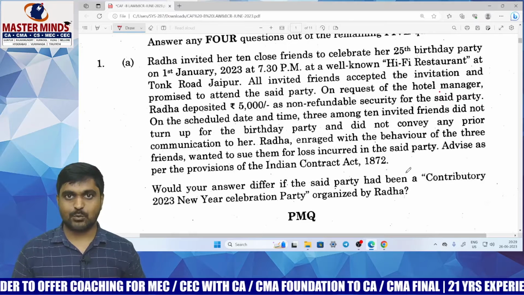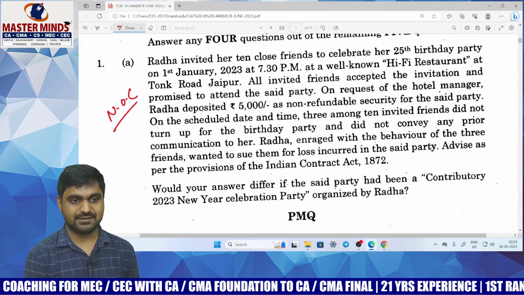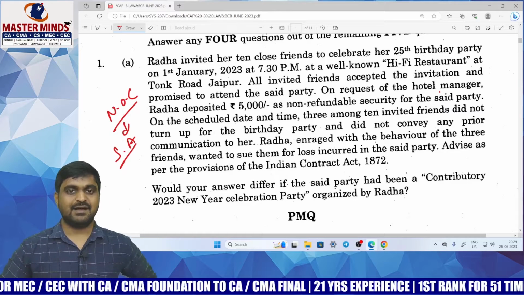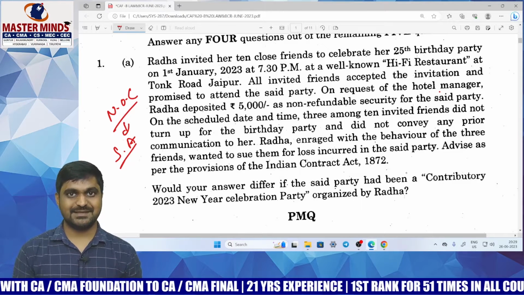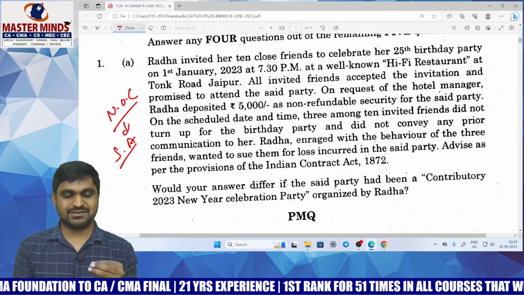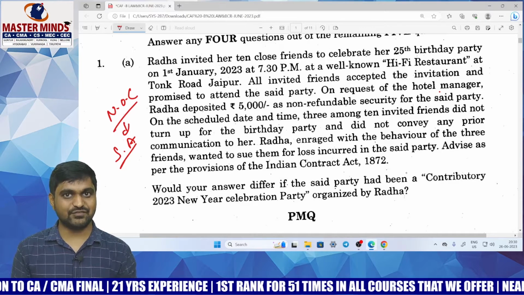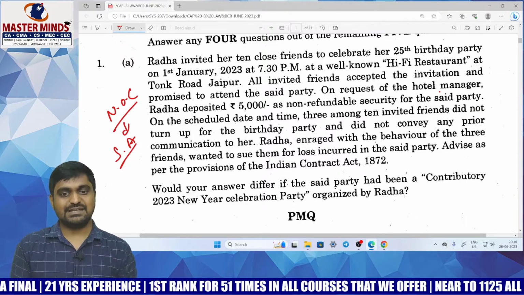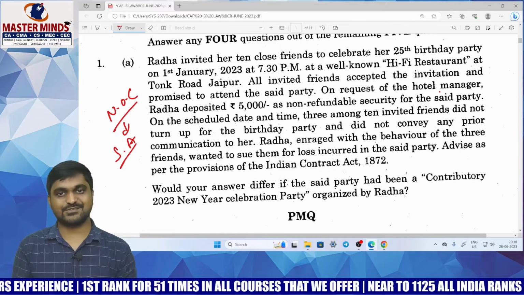Let's see question number 1A. It is from the Nature of Contract chapter and it is related to the social agreement concept. I know the majority of students will take this chapter as choice, but still you can easily write this question because everyone knows that a social agreement is void, it is unenforceable. That's why even though you took this chapter as choice, you can easily answer this question.